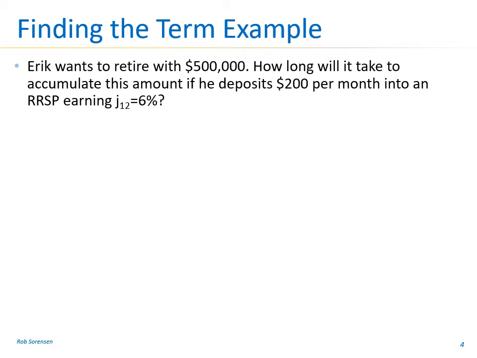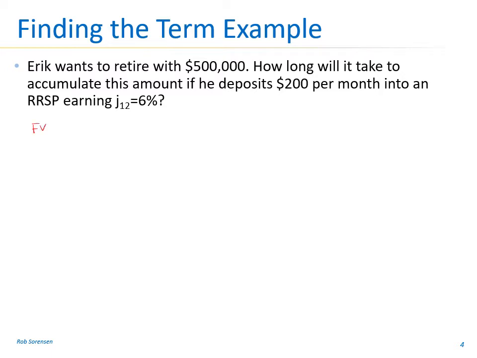Eric wants to retire with $500,000. That's a great goal. How long will it take to accumulate this amount if he deposits $200 per month into a retirement savings plan, earning 6%? That's it. That's the question. Well, let's write a few of these things down.